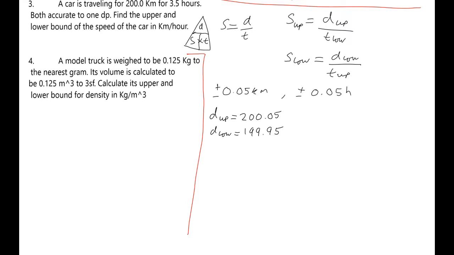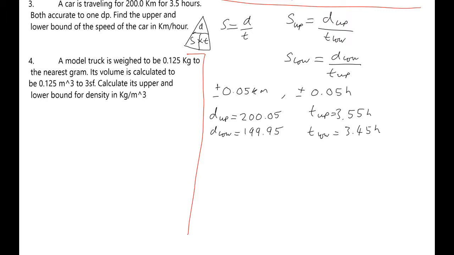In the same way, we can look at our time upper, and we can go 3.5 plus 0.05, so 3.55 hours, and our t lower is 3.5 minus 0.05, 3.45 hours. So we now need to find our speed upper and speed lower.